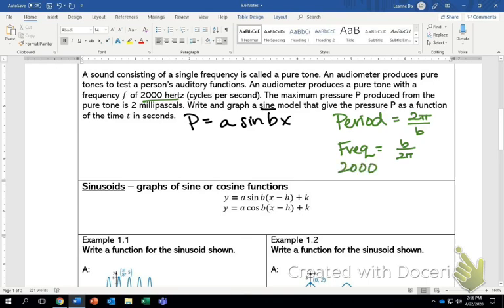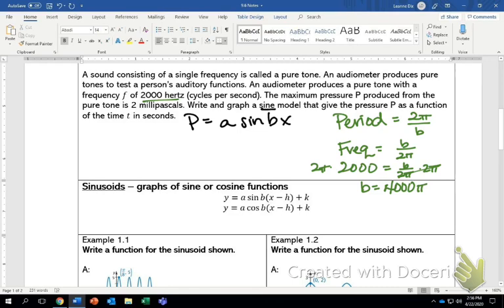So I'm going to plug in 2,000 for my frequency equals b over 2 pi, and I'll multiply 2 pi on both sides. It'll cancel out on the right, and remember when you're doing this, just keep pi at the very end. So I would really only be multiplying 2 and 2,000. So 2 times 2,000 is 4,000, so therefore b equals 4,000 pi. All right, so I have my b value.